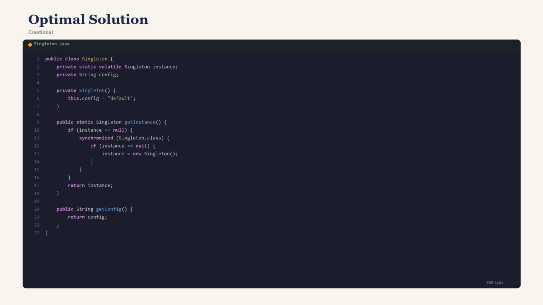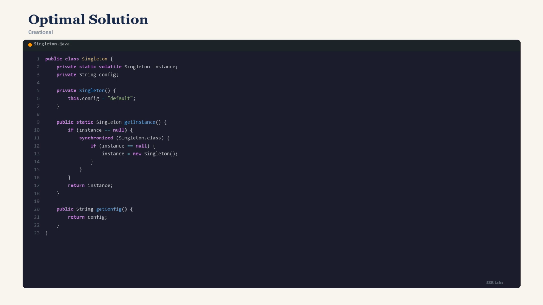Let's walk through the Java implementation. Notice the instance field is marked volatile. This is critical for thread safety. Without volatile, one thread might see a partially constructed object. The constructor is private, so you can't do new Singleton from outside.